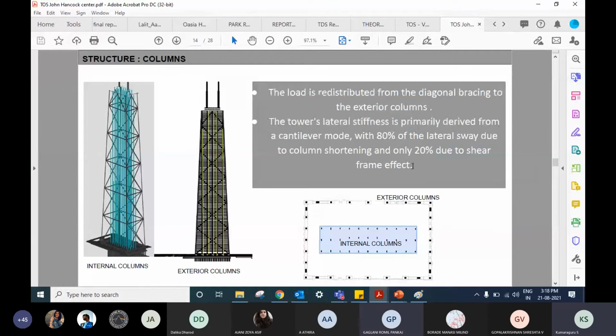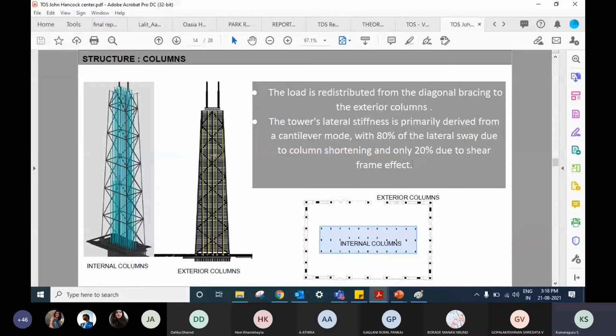I guess the majority of the load is transferred through the X bracings which are there on the exterior. So basically the X bracings transfer the load to the columns on the exterior side, and the internal columns just take the gravity load. Right, right. So for your lateral, what you're saying is very true, very right.